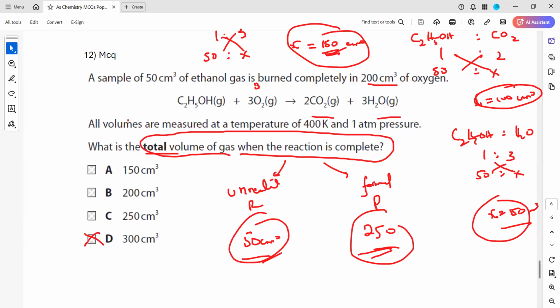Even though the question mentions all volumes are measured at a given temperature, because all volumes are at the same temperature and pressure, we can take a ratio. If the temperature or pressure changes during the experiment, then we cannot take the ratio. But here, because all the volumes are measured at the same temperature and pressure, we can simply use the ratio instead of using the equation PV equals nRT.